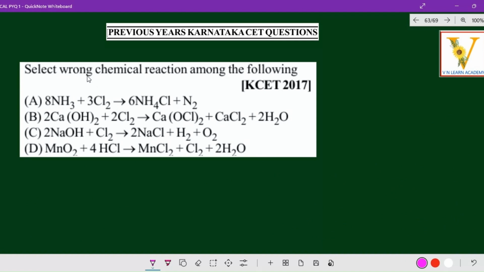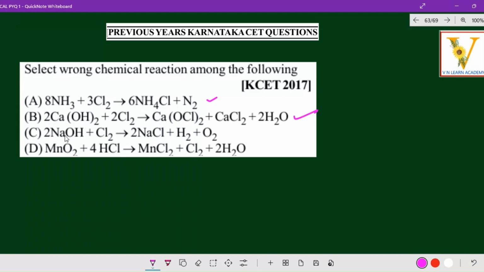Select the wrong chemical reaction among the following. See, ammonia plus chlorine gives ammonium chloride and nitrogen. Yes, it is a correct equation, and the balancing is also correct. In the same way, calcium hydroxide plus chlorine gives calcium oxychloride, that is bleaching powder, plus CaCl2 plus H2O. Yes, this is also correct.